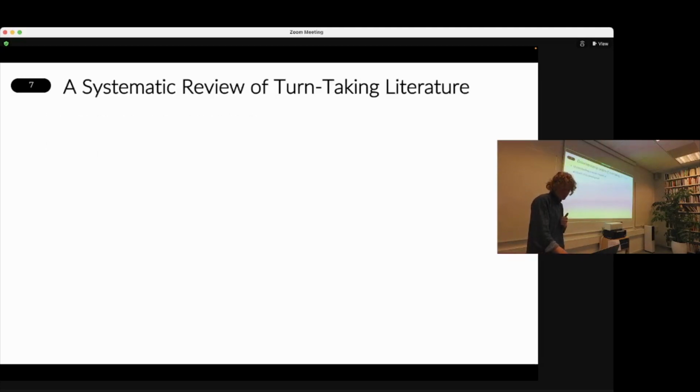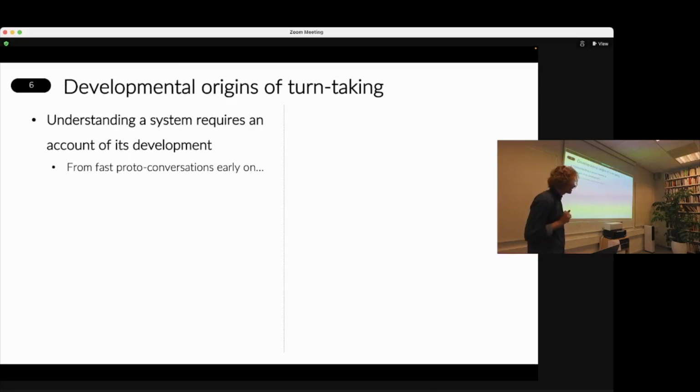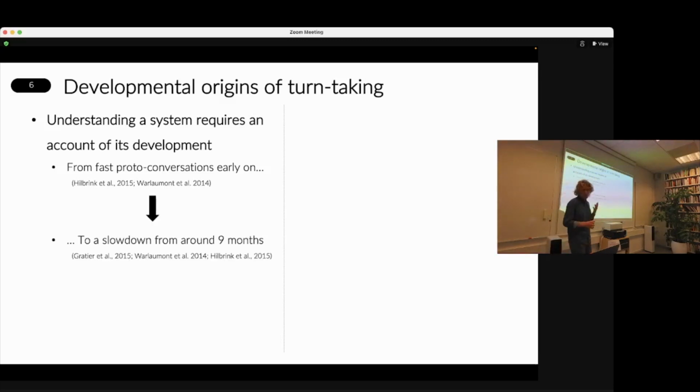Okay, and I need to press the space and not the arrow. So, as we saw, right, the infant development of turn-taking proceeds from fast proto-conversations, so just as we saw before, right, where it's almost an adult conversation. But then the literature has noted a slowdown from around 9 months of age. So infants actually start out by being exceptionally good at this, and they start slowing down before speeding up again.